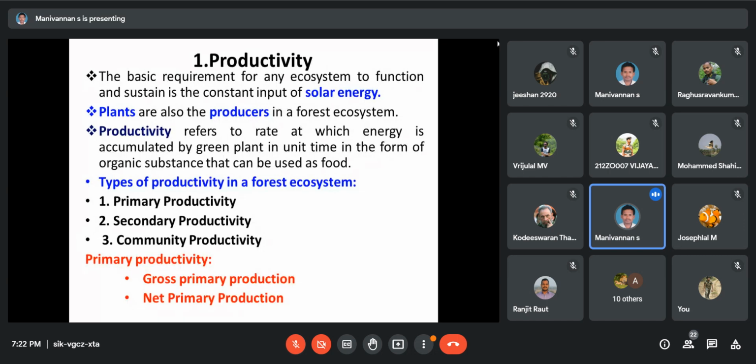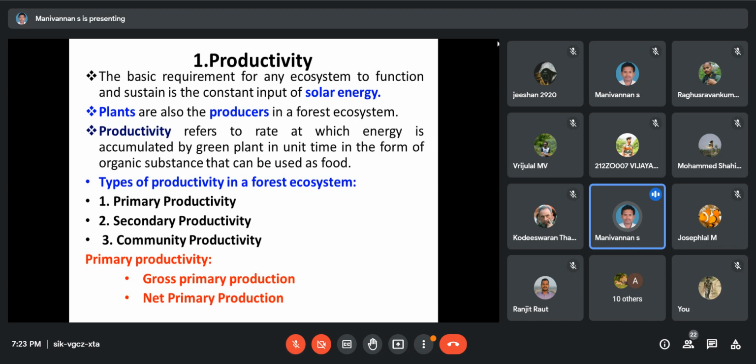One is called the producer. Producer is mainly the plants. Plants and algae are the producer category. The second one is called the consumer. The consumer is divided into three categories: the primary consumer, secondary consumer, and the tertiary consumer. The third component is called the decomposer. Decomposition destroys the living organism, and again will supply the energy to the primary producer.